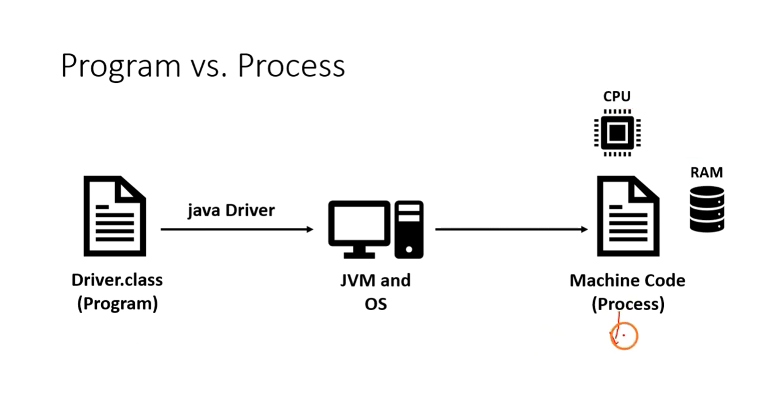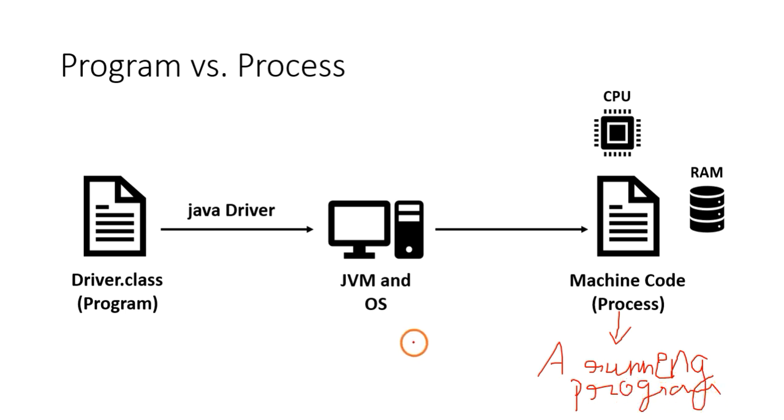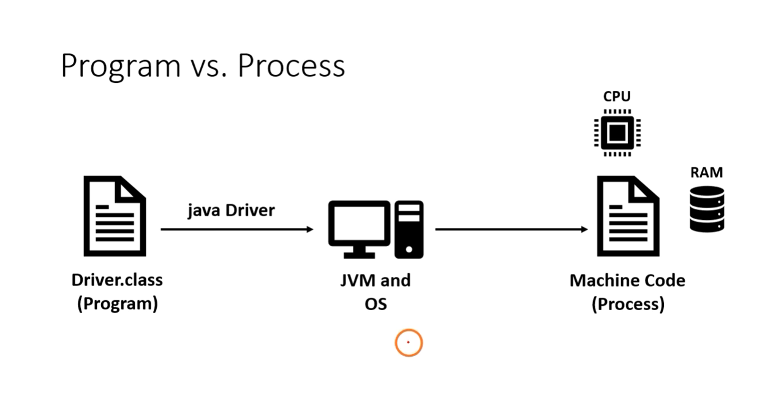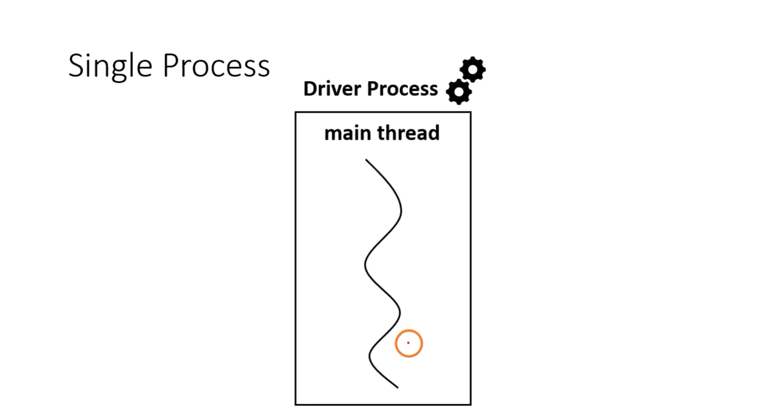Now how do you define a process? A process is called a running program. So is the difference between a program and process clear? Right.